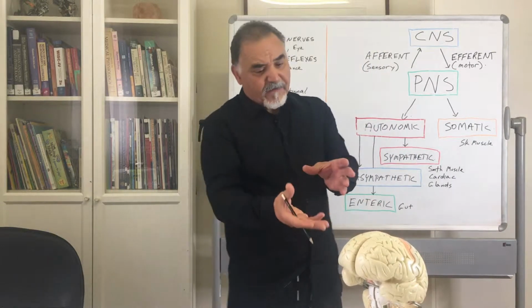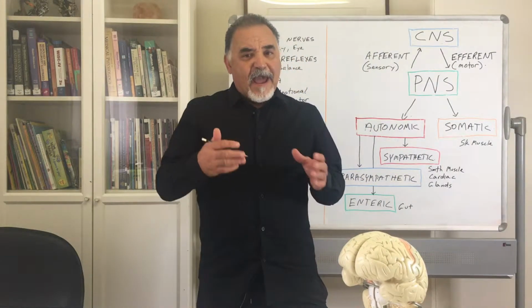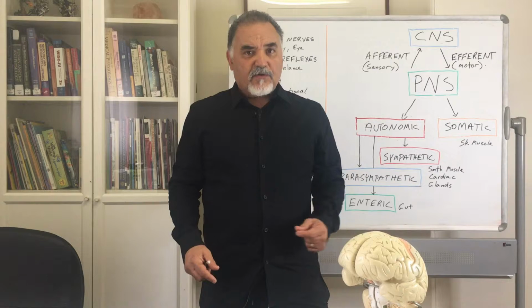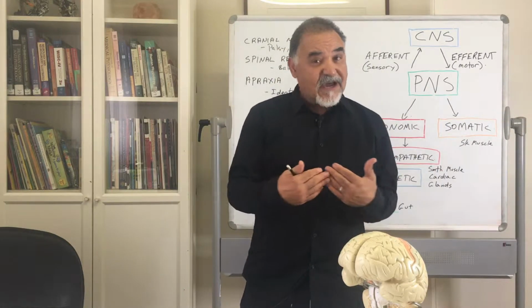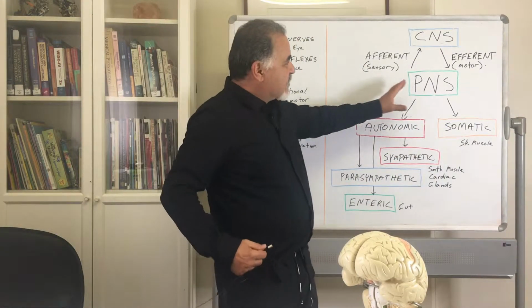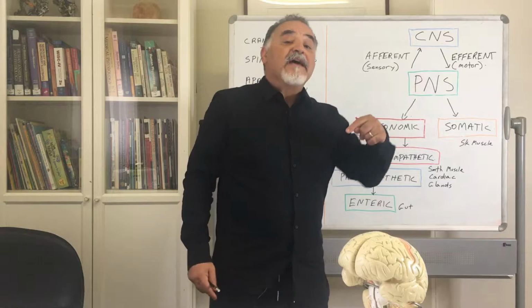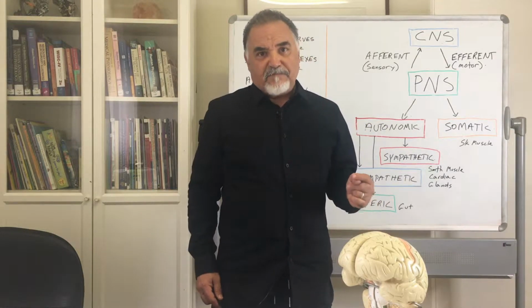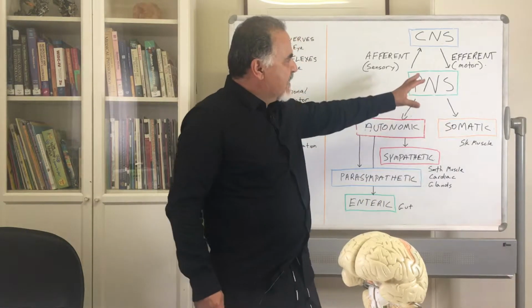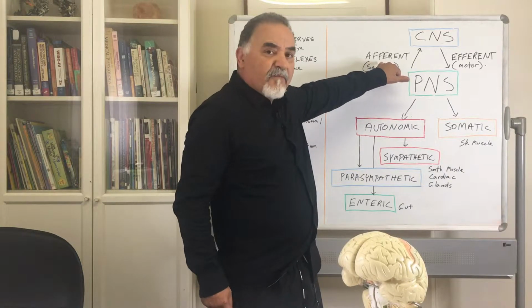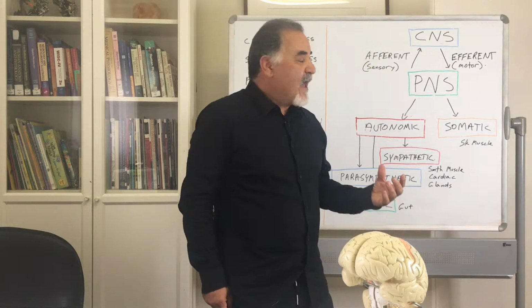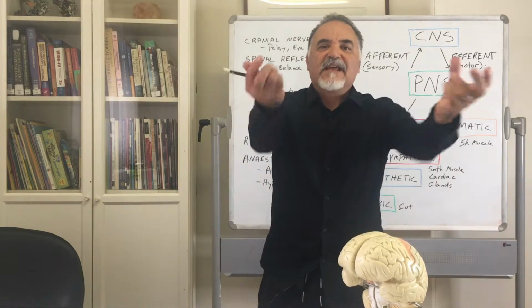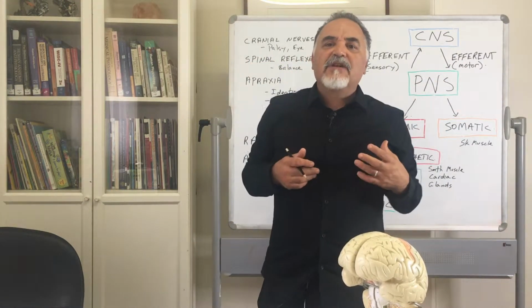Now, from the lower regions of the brain, as well as from the spinal cord, there's a whole lot of nerves that go out to the rest of the body and a whole lot of nerves that come into the body, and this is called the PNS, or the peripheral nervous system. The peripheral nervous system is composed of what is known as the afferent nervous system. The afferent nervous system is that component which is the sensory nervous system.